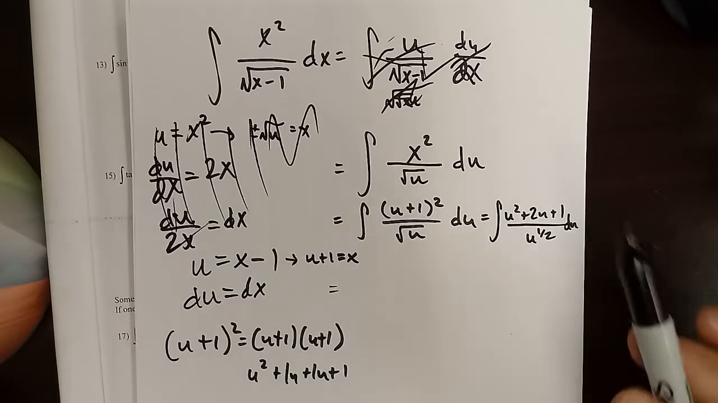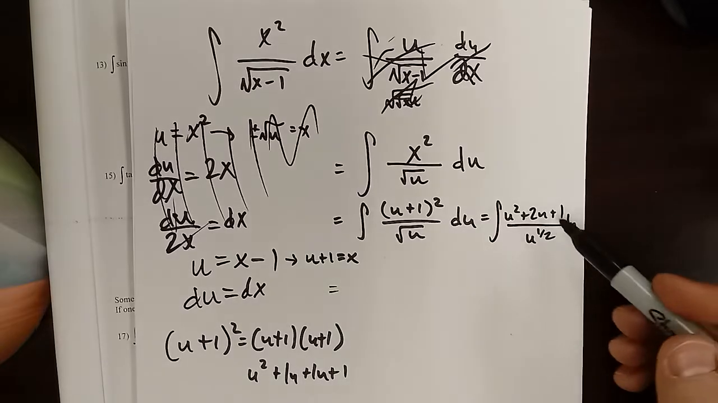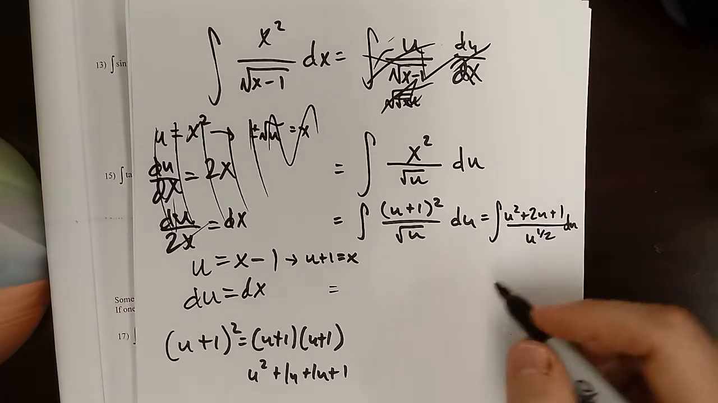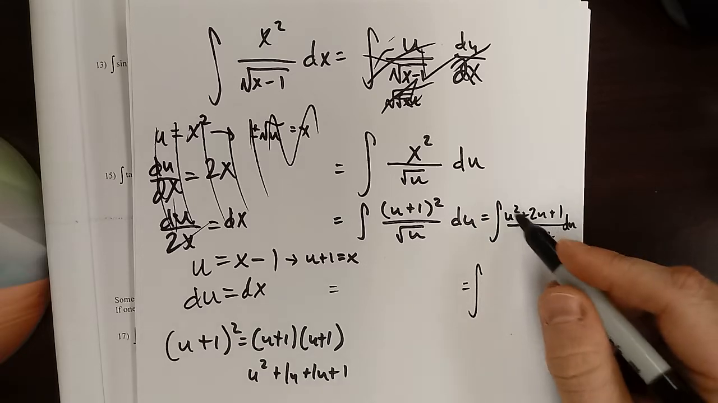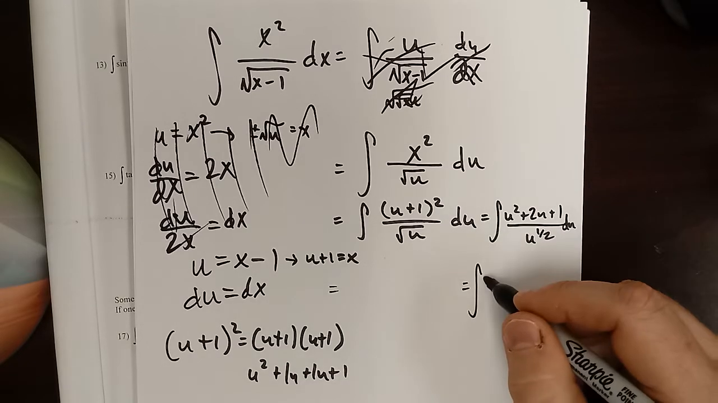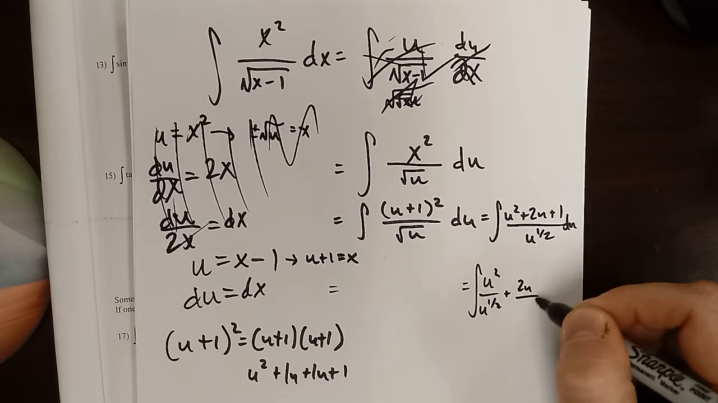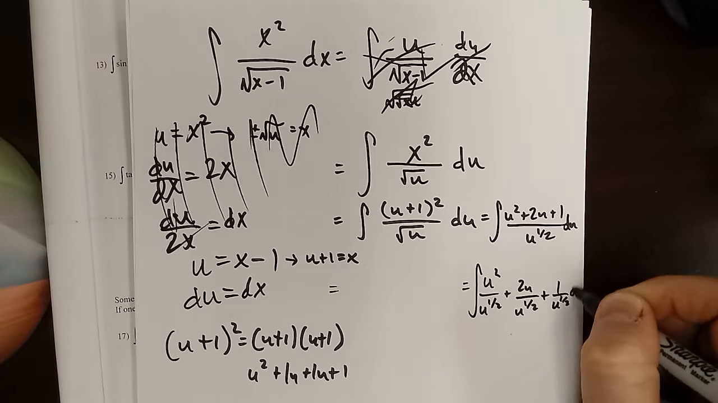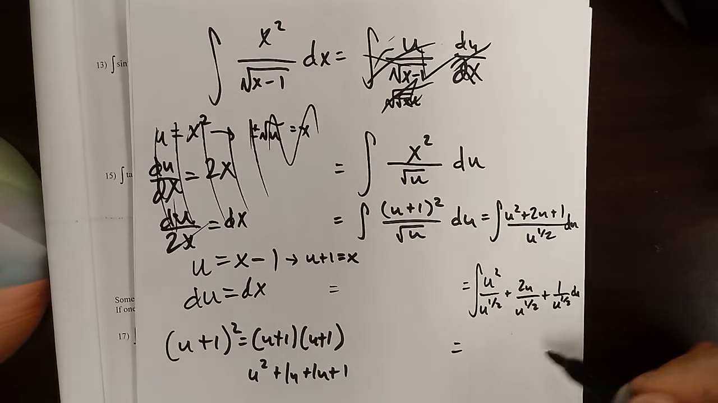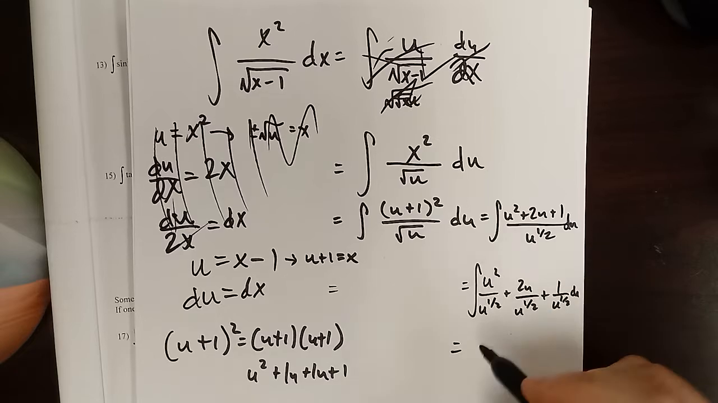If you don't see it yet, the reason why this is good is because now we can break it apart and write this as the integral of each of these divided by u to the 1/2. u squared over u to the 1/2 plus 2u over u to the 1/2 plus 1 over u to the 1/2 du. And if we simplify each of those, we subtract those exponents. 2 minus 1/2 is 3/2.